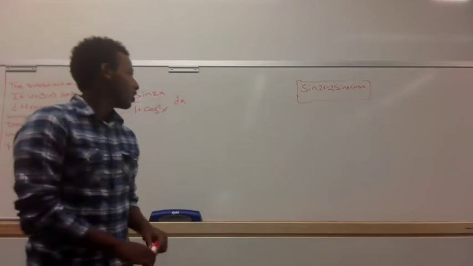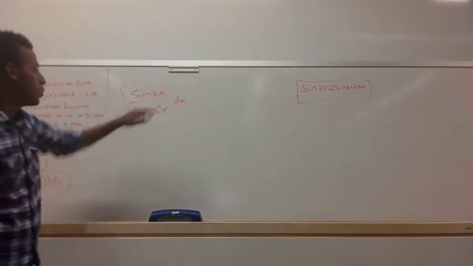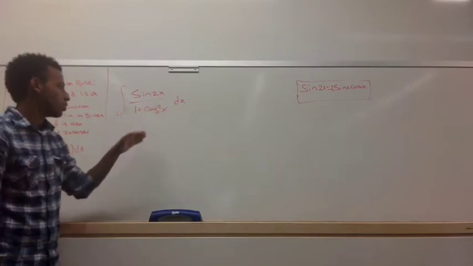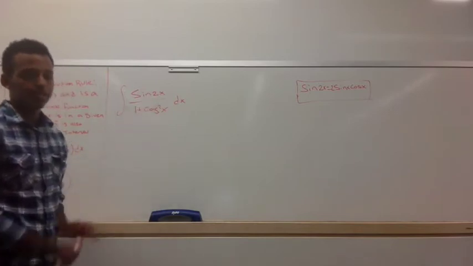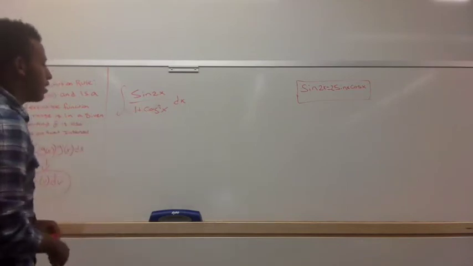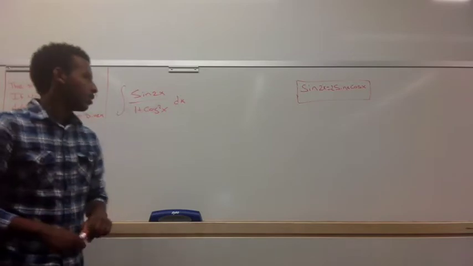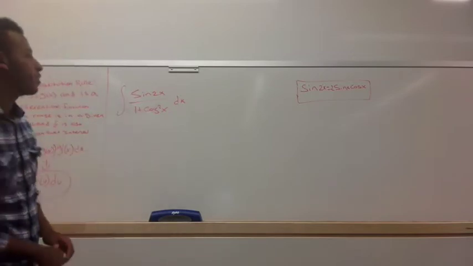Now, moving on to a more interesting example, the integral of sine 2x over 1 plus cosine squared of x dx. This incorporates a trig identity and also two u substitutions. That's what makes it more interesting than the previous example.